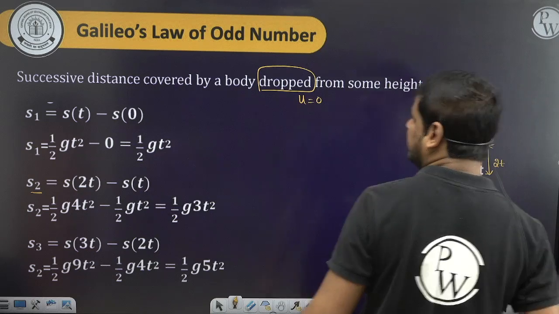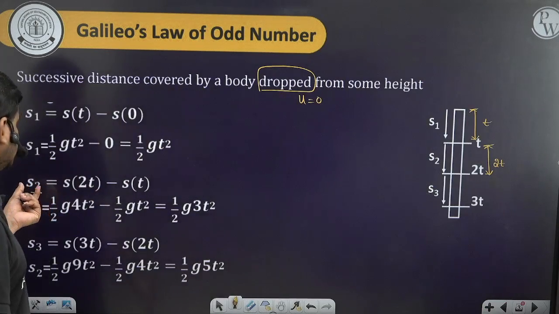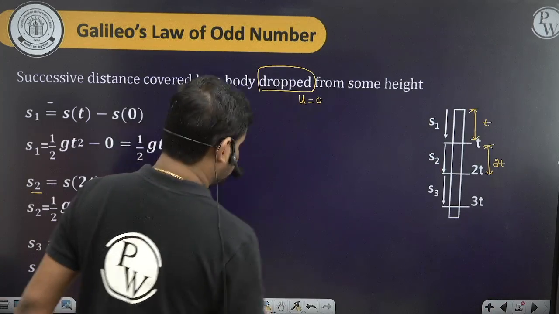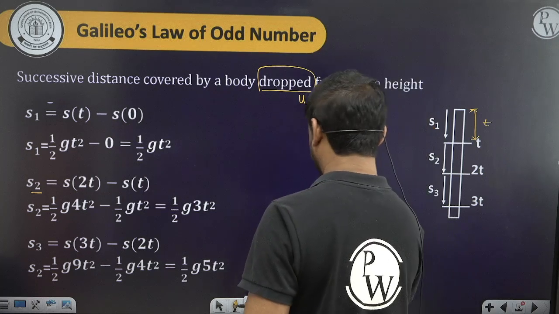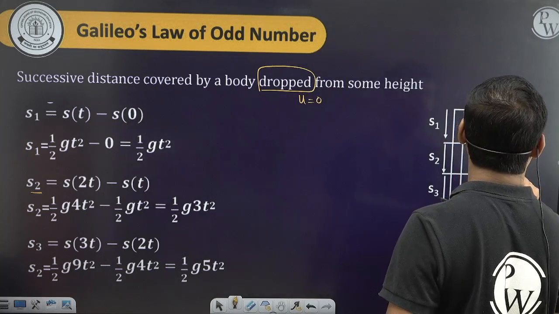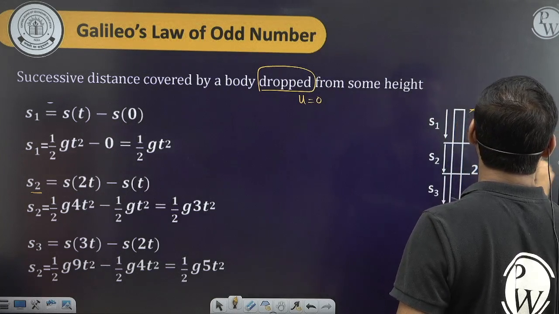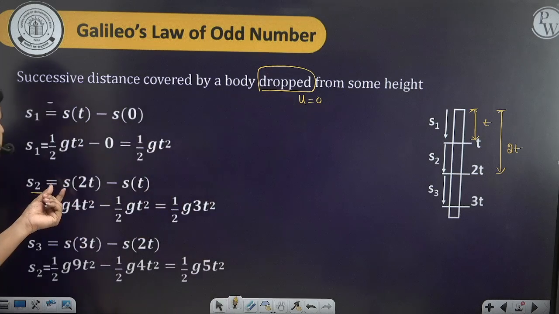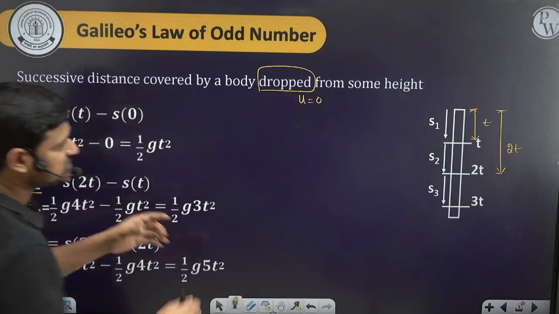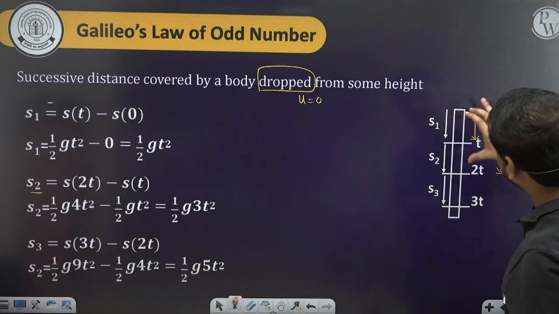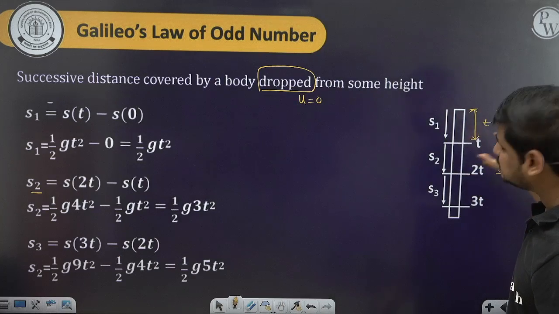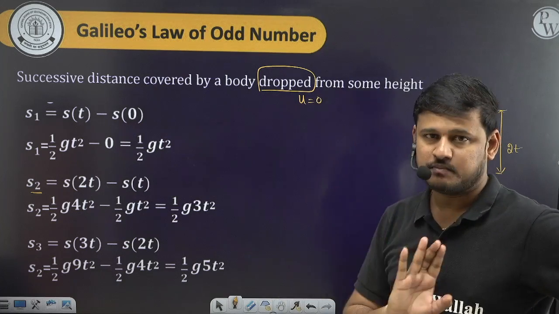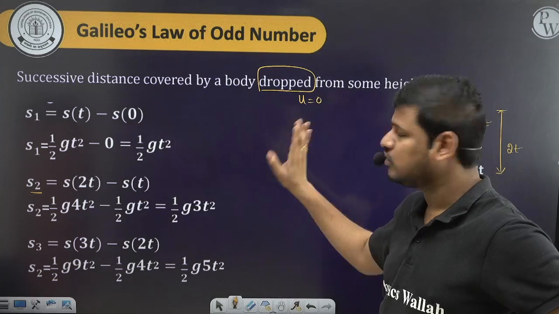Now if you need the distance covered in the second interval, S2, what we do is S of 2t minus S of t. From the total, if you subtract this part, we'll get this only. Just understand the logic. We are not doing any complex thing here.